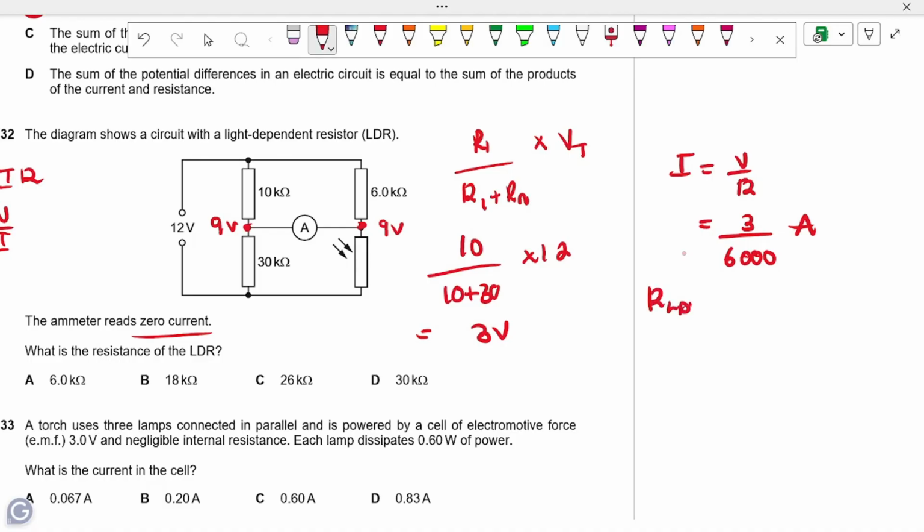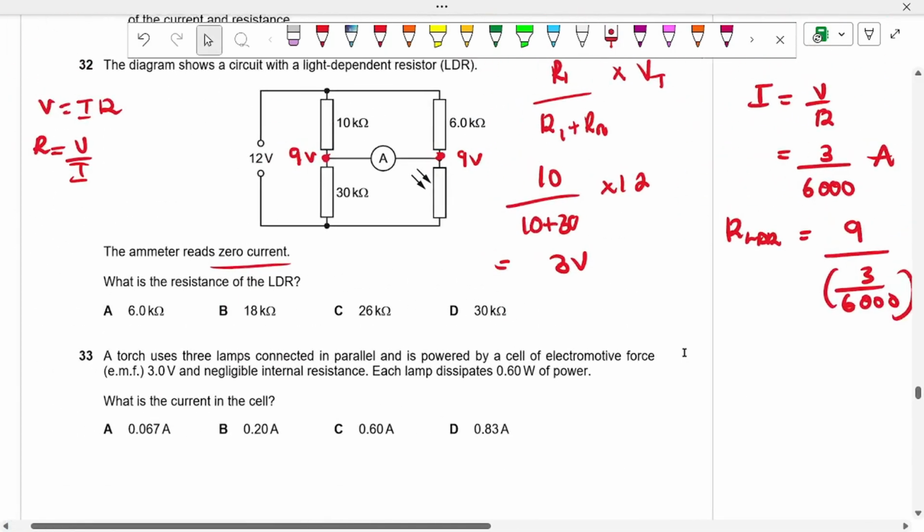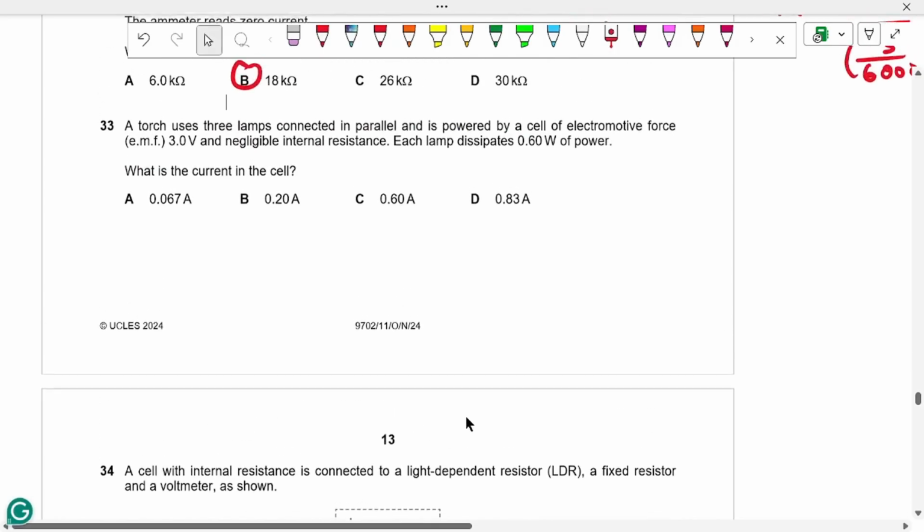So if I now want to find the resistance of the LDR, it's my voltage, 9, divided by the current, 3 over 6,000, and that's going to give me 18,000. In other words, that's 18 kilo ohms. Does that make sense? So you're connecting dots here. I would advise that you write this in your notes: whenever the ammeter reads 0, it implies that there's no potential difference. You're just playing with that fact to better understand how these questions can be solved.